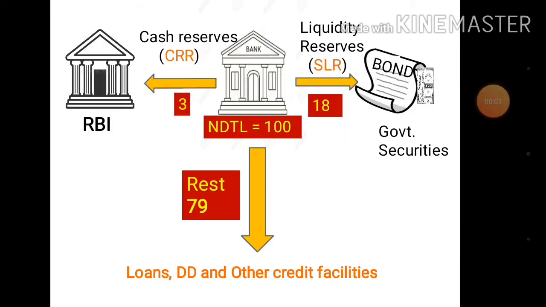If I try to elaborate this picture, let's say 100 is the NDTL of a bank. Then it will keep 3 as CRR with RBI and 18 as SLR with itself. Then the bank is left with only 79, which it can provide to its customers as loans, DDs, and other credit facilities. If later the CRR and SLR increase, then the bank will be left with a smaller amount to give to its customers as loans, DDs, and other credit facilities. So the liquidity in the market will be low. In this way, RBI can control the cash flow in the economy.